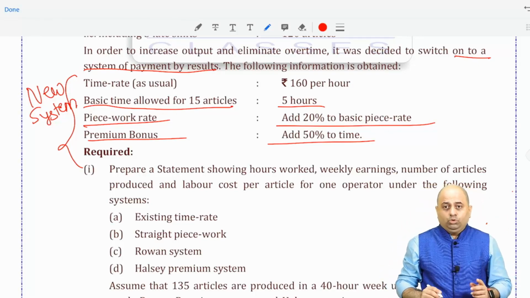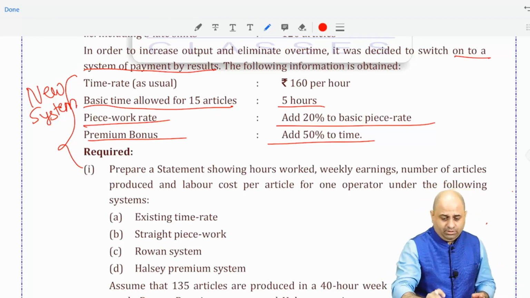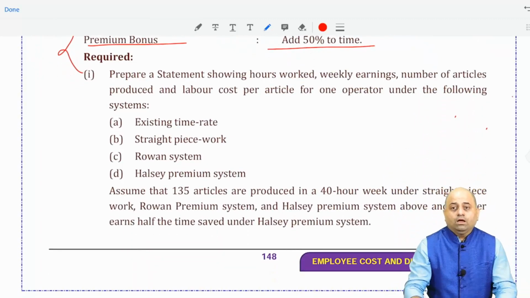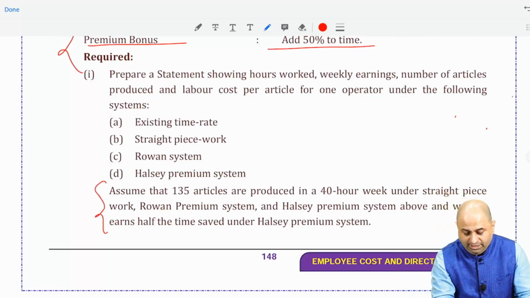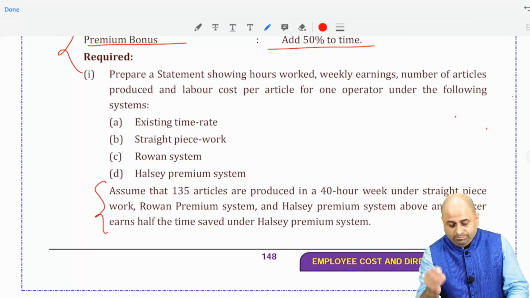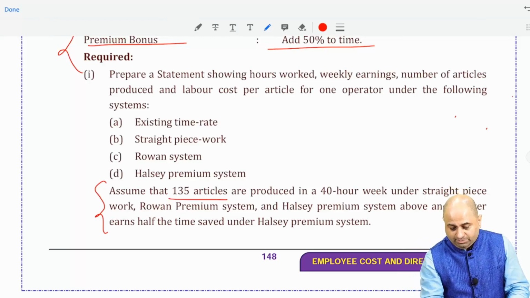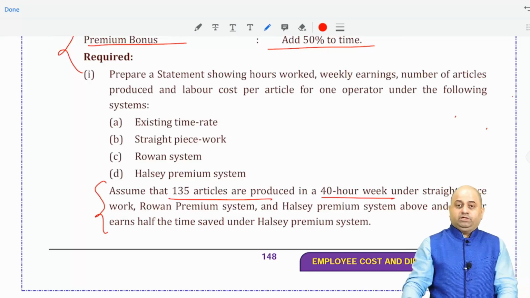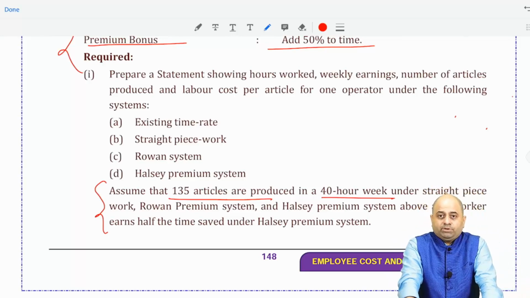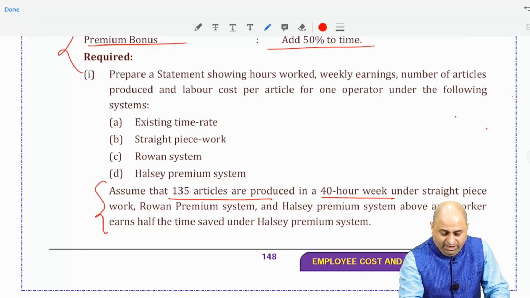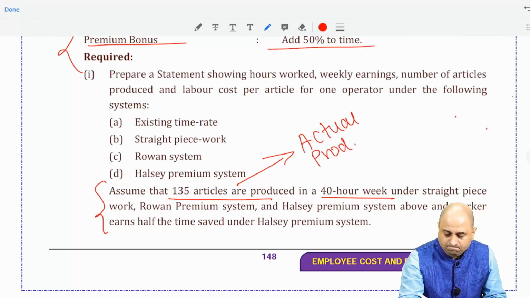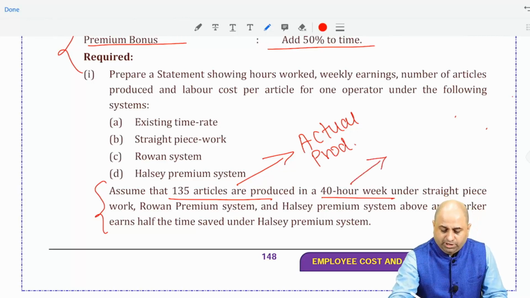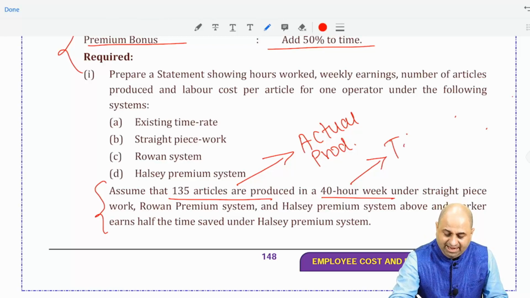What I'm trying to tell you is something else. I'm trying to tell you that this part is something which will assume importance. Like it says, assume that 135 articles are produced in a 40-hour week. So 135 articles are produced, this is actual production, and it is produced in a 40-hour week. This is time taken for actual production.